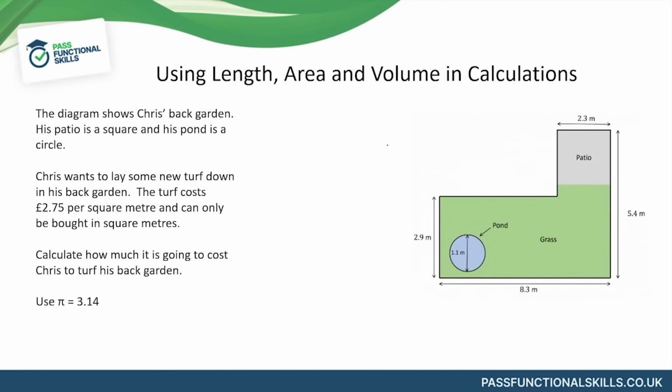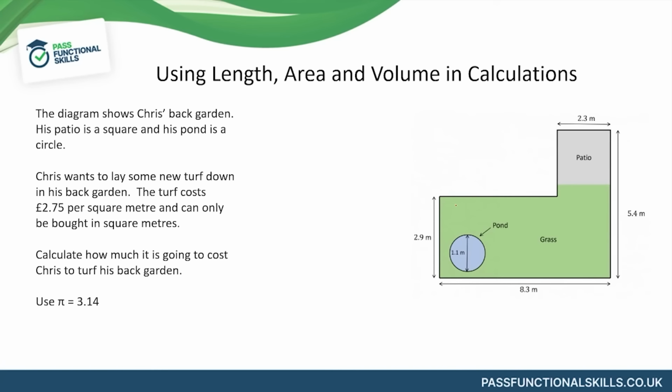Okay, so let's take a look at a question where we're using length, area and volume in calculations. The diagram shows Chris's back garden. His patio is a square and his pond is a circle. Chris wants to lay some new turf down in his back garden. The turf costs $2.75 per square metre and can only be bought in square metres. Calculate how much it's going to cost Chris to turf his back garden.